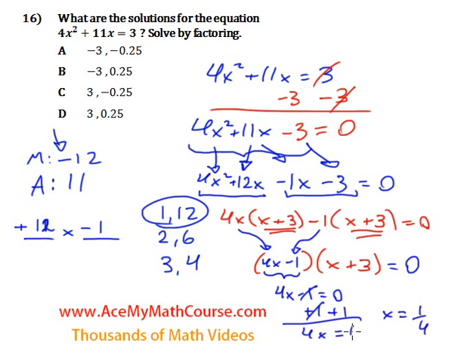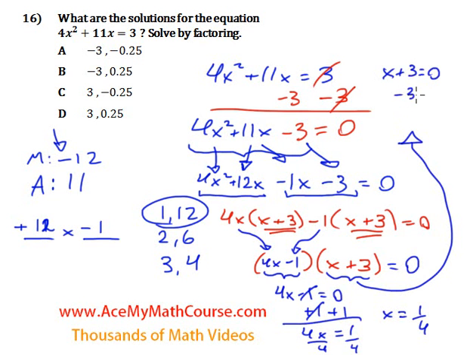Because 1 divided by 4 is just 1/4. And over here, x plus 3 can also be equal to 0. And we're going to have another solution. So x is equal to negative 3. So, the answer is B. Negative 3 and 1/4.